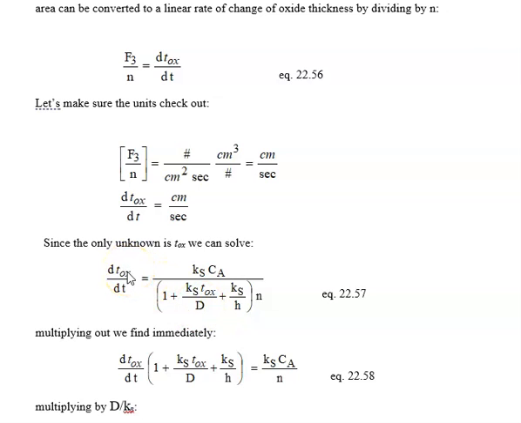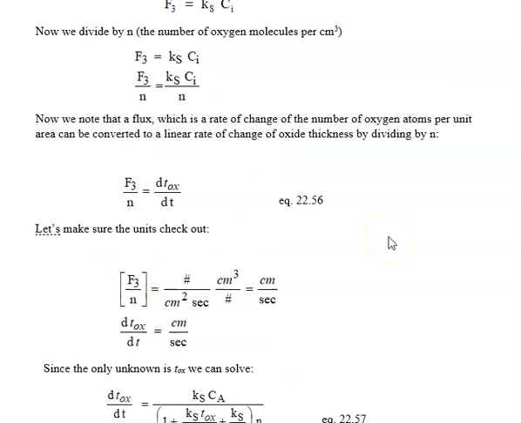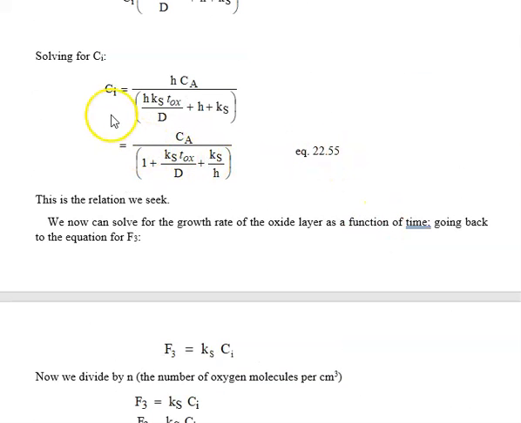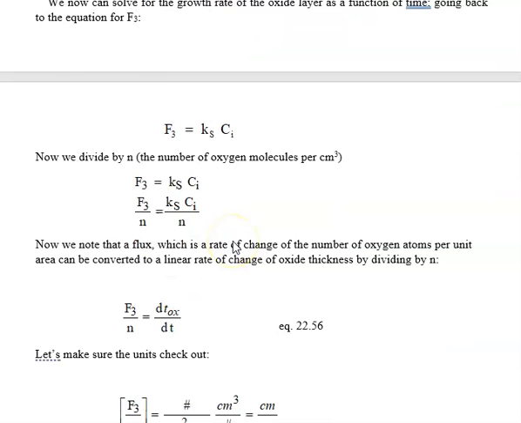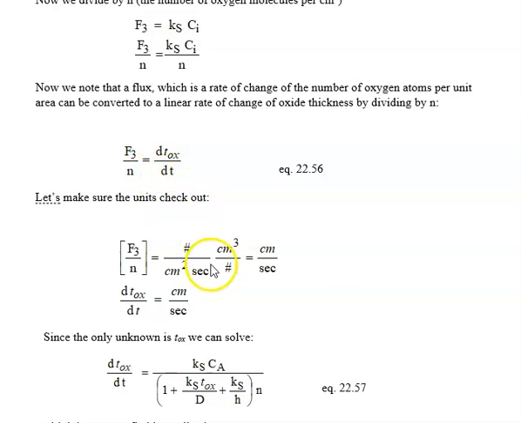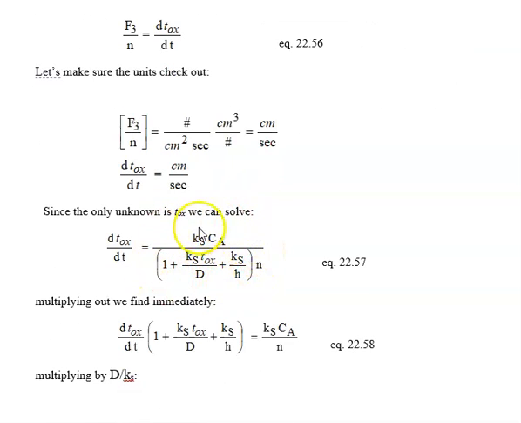So now I just substitute for Tox by going back to equation 2255, and I basically just stick it in because this is F3. I just stick in F3 over N. I stick in my Ci from 2255, divide by N, and that's it. So this is 2255 divided by N, which is equal to F3 over N, which is d Tox, the first derivative of Tox with respect to time. So this is my basic equation. This is the equation I have to integrate.